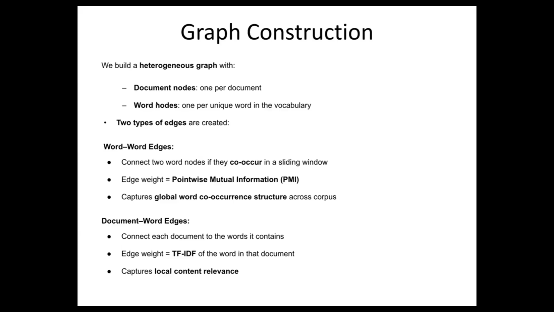The second type of edge is document-word edges. Each document node is connected to the words it contains, and the edge weight is based on TF-IDF, which captures how important a word is in a specific document relative to the entire corpus. This helps the model maintain local content relevance. Together, these edges help encode both global and document-specific context into the graph, which is then used for GCN-based learning.